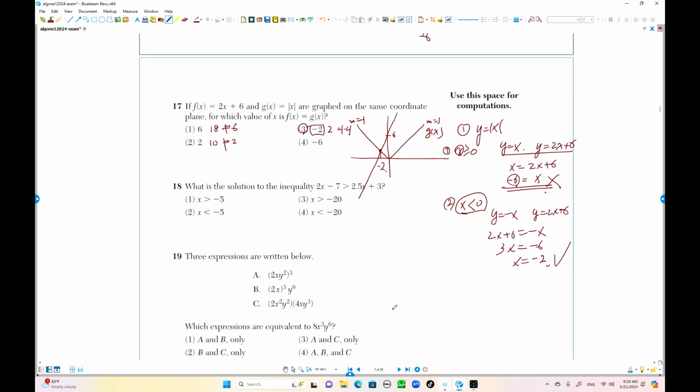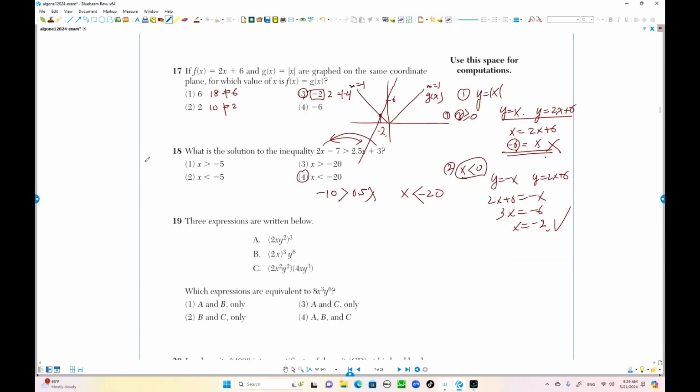And what is the solution to the equation? Okay, minus 2.5. Maybe you better move to the right. That is 2.5 minus 2, about 0.5x. This is a move to the left, negative 7 minus 3, negative 10, okay? So x is less than negative 20, okay? Choice 4 is the answer.